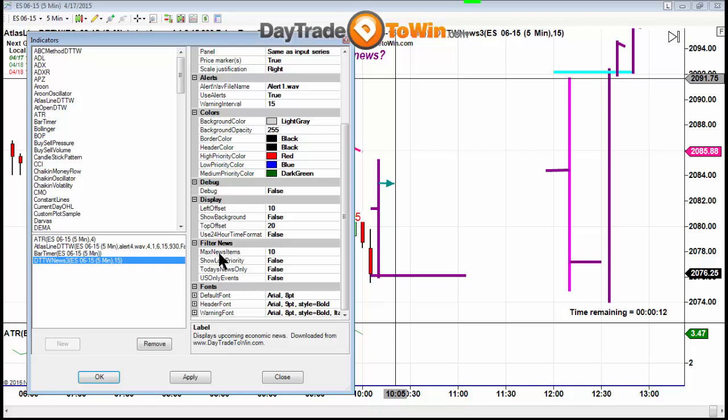Right, so there's a lot of settings here. Max News 10, show low priority. I have false. I only want to see high priority.